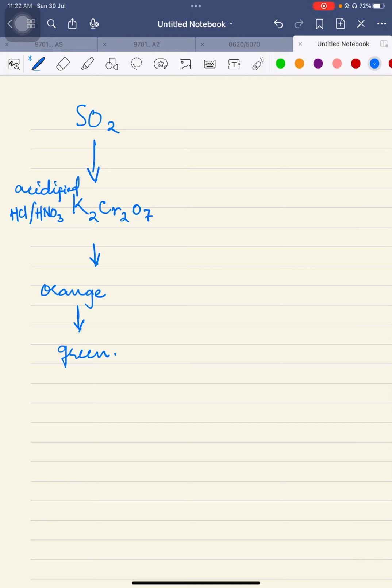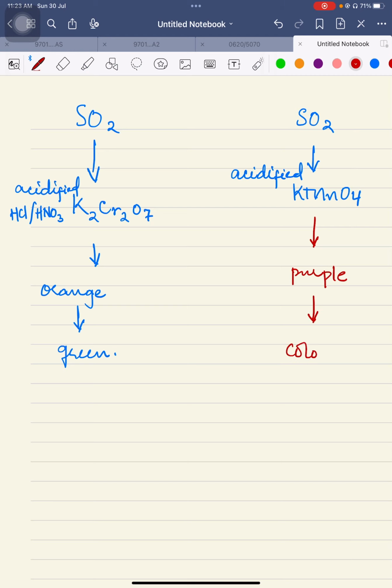Okay, there is another, and that is SO2 passed through KMnO4. Again, I'm writing acidified KMnO4. Okay, and what is the color change? The color change is from purple to colorless. So what is the color change in case of sulfur dioxide? It is changing the color from purple to colorless.